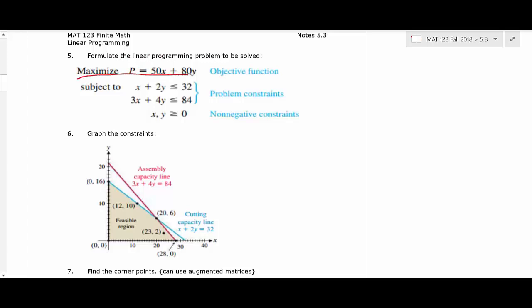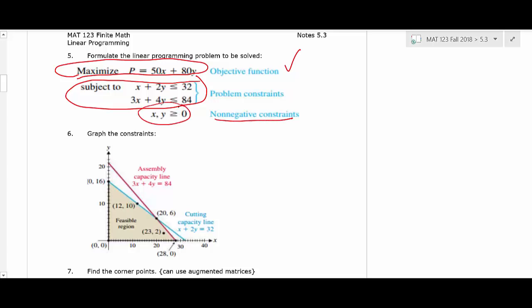You say that you're going to maximize the profit. That's called the objective function. Okay? The inequalities are your constraints. And then these are called the non-negative constraints. X and Y both have to be positive because it's the number of tents being produced. Negative makes no sense there.